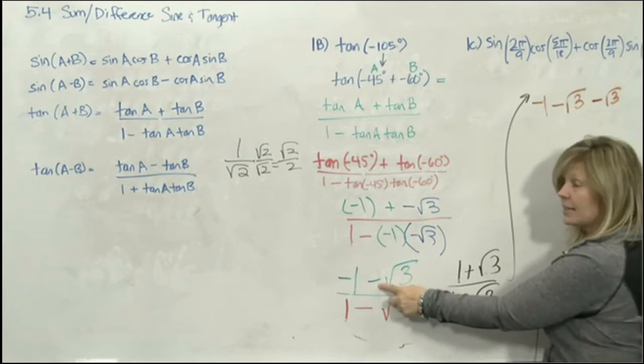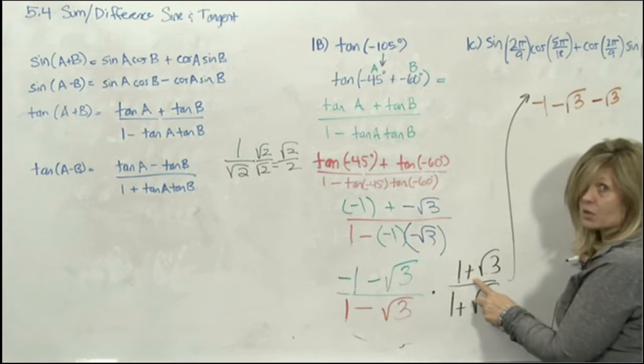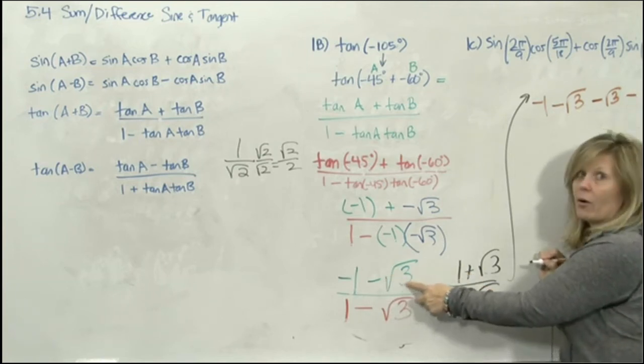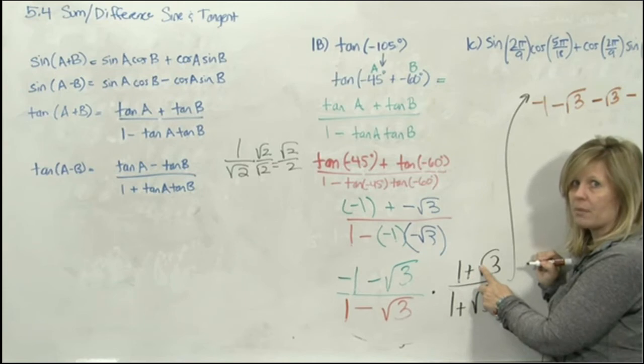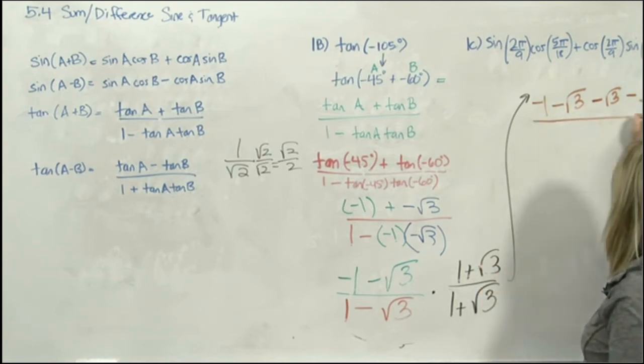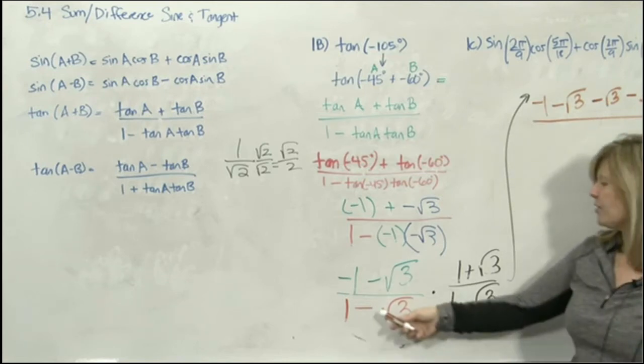Last, negative square root of 3 times positive square root of 3. A negative times a positive is a negative. Square root of 3 times square root of 3 is square root of 9, but the square root of 9 is 3. Now we've got to multiply the denominator.